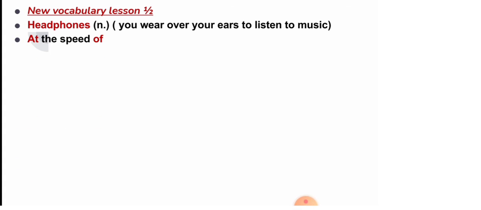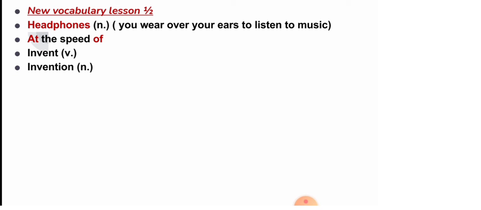Headphones. We have at the speed of. At the speed of: to show how fast something walks or runs. My car walks or runs at the speed of 60 kilometers an hour. Okay? So let's continue. We have the verb invent. Invent. Graham Bell invented the phone.